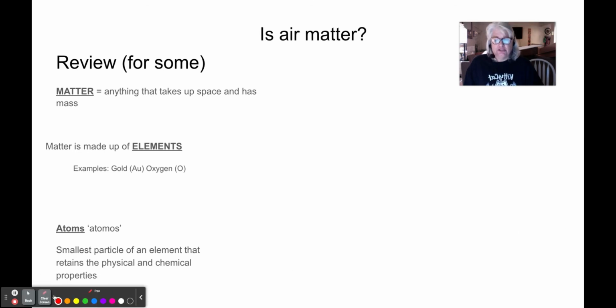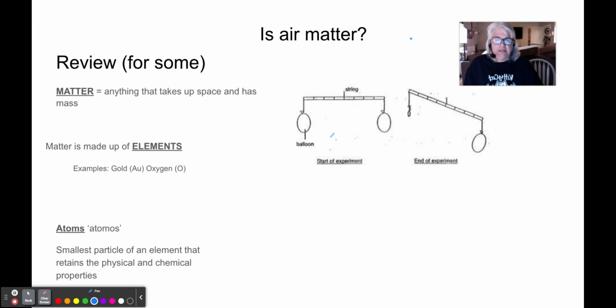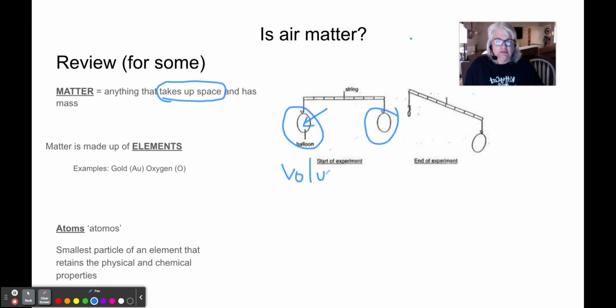I love this question because when we think about it, it doesn't seem like it, right? Well, let's take a look at this experiment. A student blew up two balloons, with the same amount of air, and tied them to a straw. If you blow up a balloon, the first thing, taking up space, has already been taken care of. So yes, the balloon does have volume. So right there, we've got half of matter.